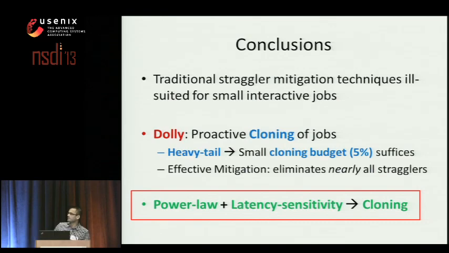And as of now, we're working on trying to see if we can apply this idea of cloning to other scenarios where latency is pretty important and where a power law exists in job sizes.